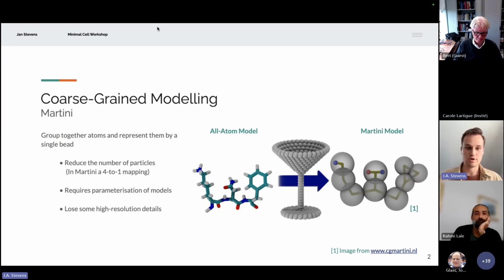So we don't represent every atom in every biomolecule, but we group together multiple atoms into pseudo-atoms, or what we would call beads, to reduce the complexity of these models, which allows us to simulate larger structures, but also for longer timescales. There's no free lunch in these computational methods, so you lose a bit of detail while you do this coarse graining, but it has been shown to be a very useful tool for a large set of applications.